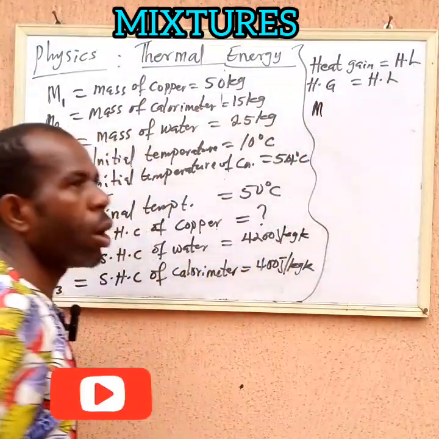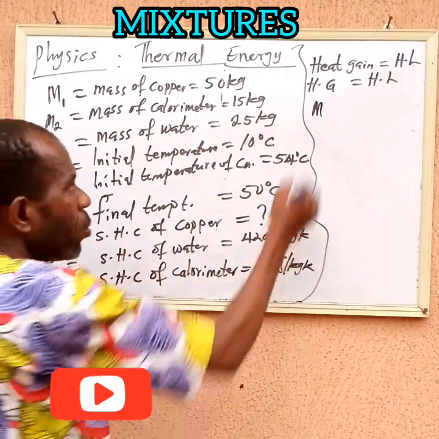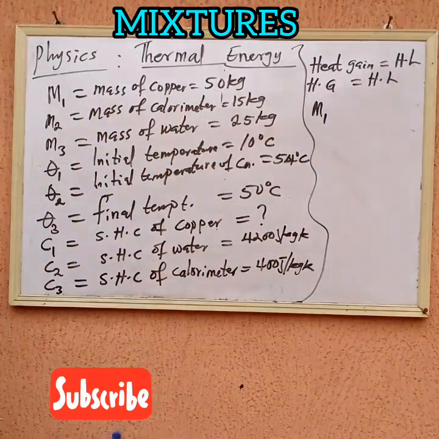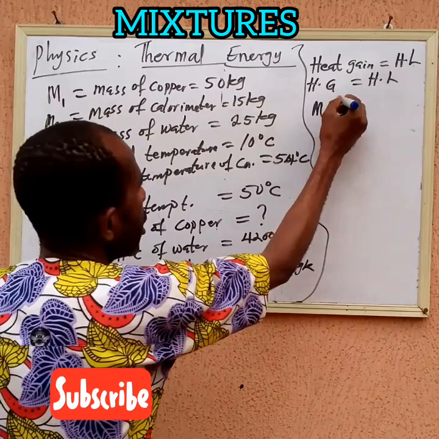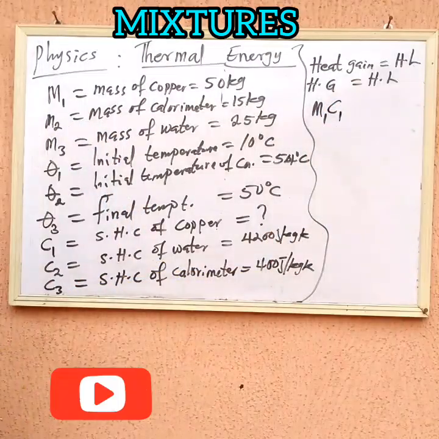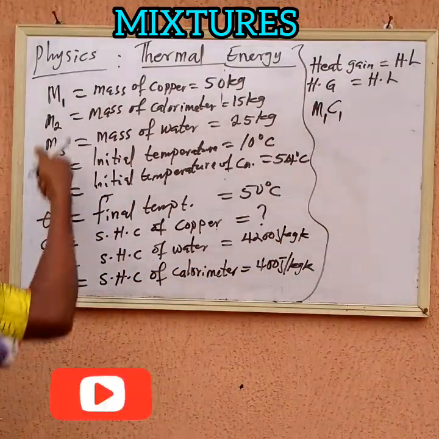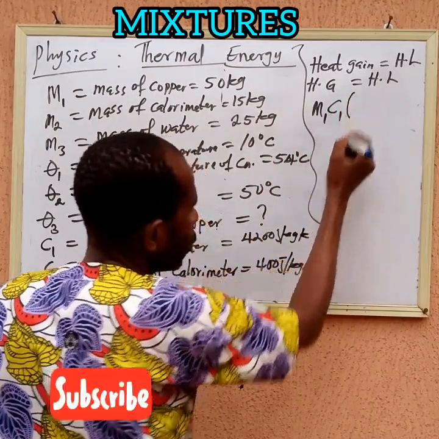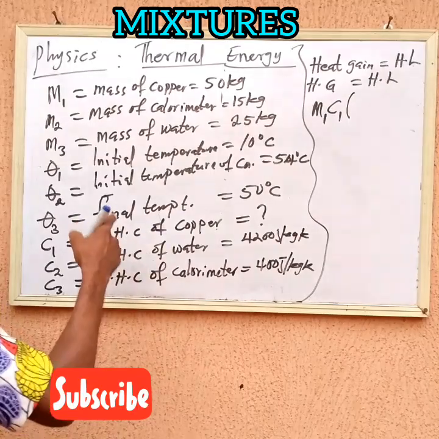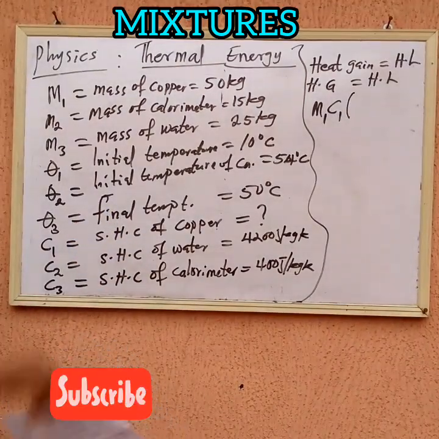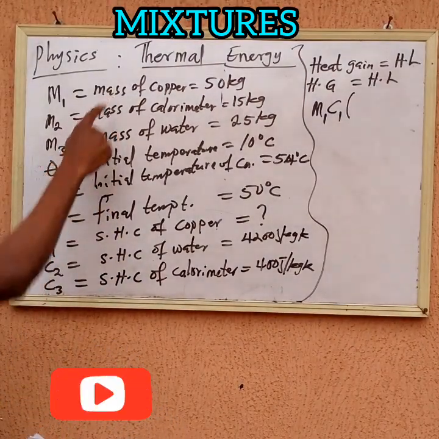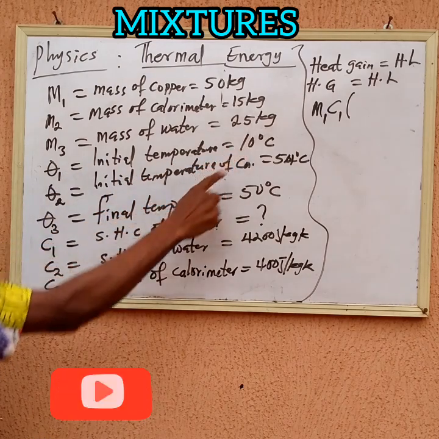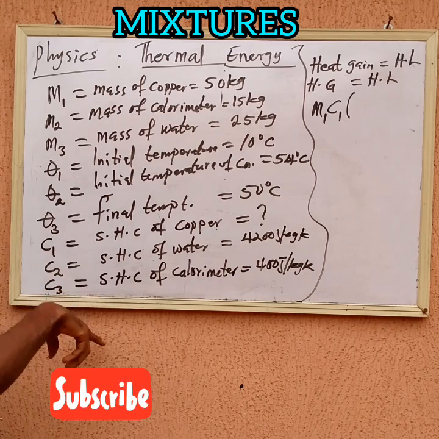M, the mass of that object, which is M1, because we said that the mass of copper should be M1. Then multiply by the specific heat capacity of that body, then times the change in temperature. The change in temperature will be equal to the final temperature of the system minus the initial temperature. Theta 1 here is the initial temperature of the copper that was dropped into the system.